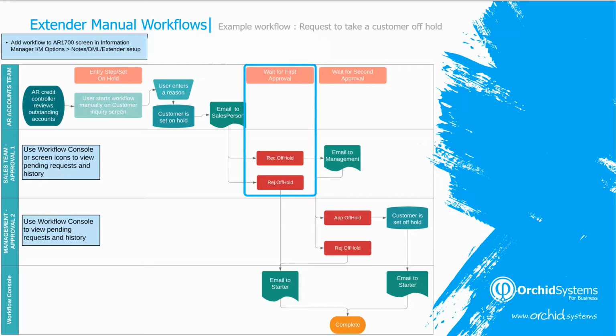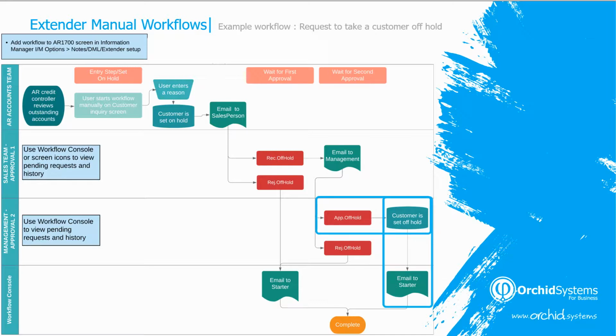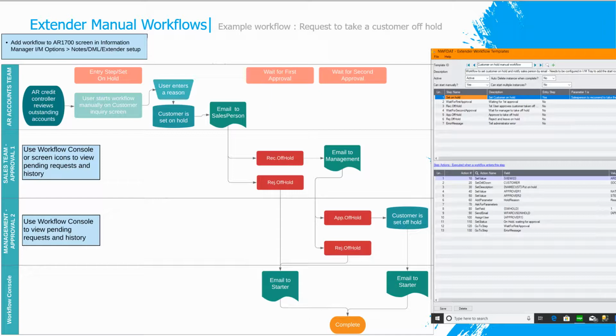And Natalie saw the steps either to recommend off hold or reject off hold. And once Natalie recommended off hold, that's when we saw the workflow instance waiting for Steve in the second approval stage. And Steve could approve the off hold or reject the off hold. And when Steve approved the off hold request, the customer was set off hold and an email was sent back to Dan and Natalie saying that the customer had been taken off hold and the workflow was completed. This is the very high level, major steps of our workflow. And this translates to the steps of the workflow.